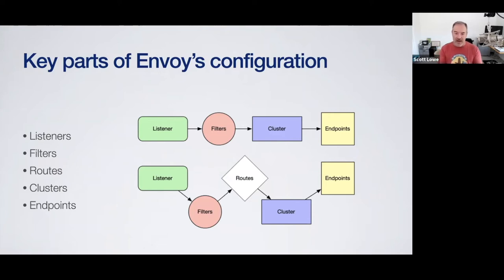So Envoy can be complex. It can also be pretty simple, but it has a number of different components in its configuration. And I've got two examples here, and when I move into the demo phase, I'll show more real world versions of this, right?